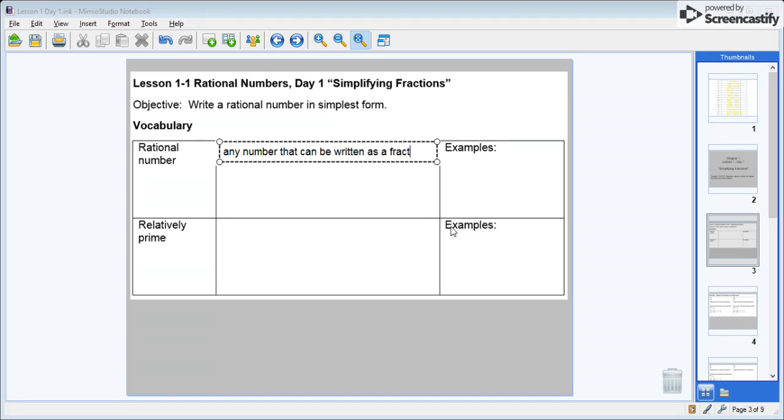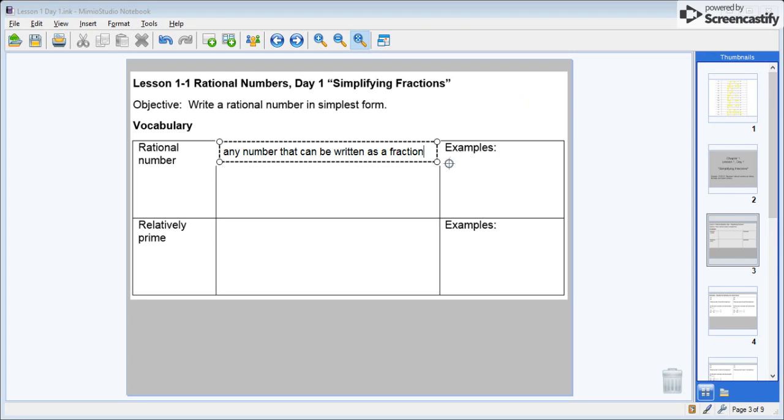as a fraction. Now you're probably thinking, well, what types of numbers can't be written as a fraction? Well, if you think of the number pi, pi can't be written as a fraction. It can be written as a symbol, but to write it as a fraction, it's not possible because the decimal goes on forever and ever and ever with no pattern, no repetition there.